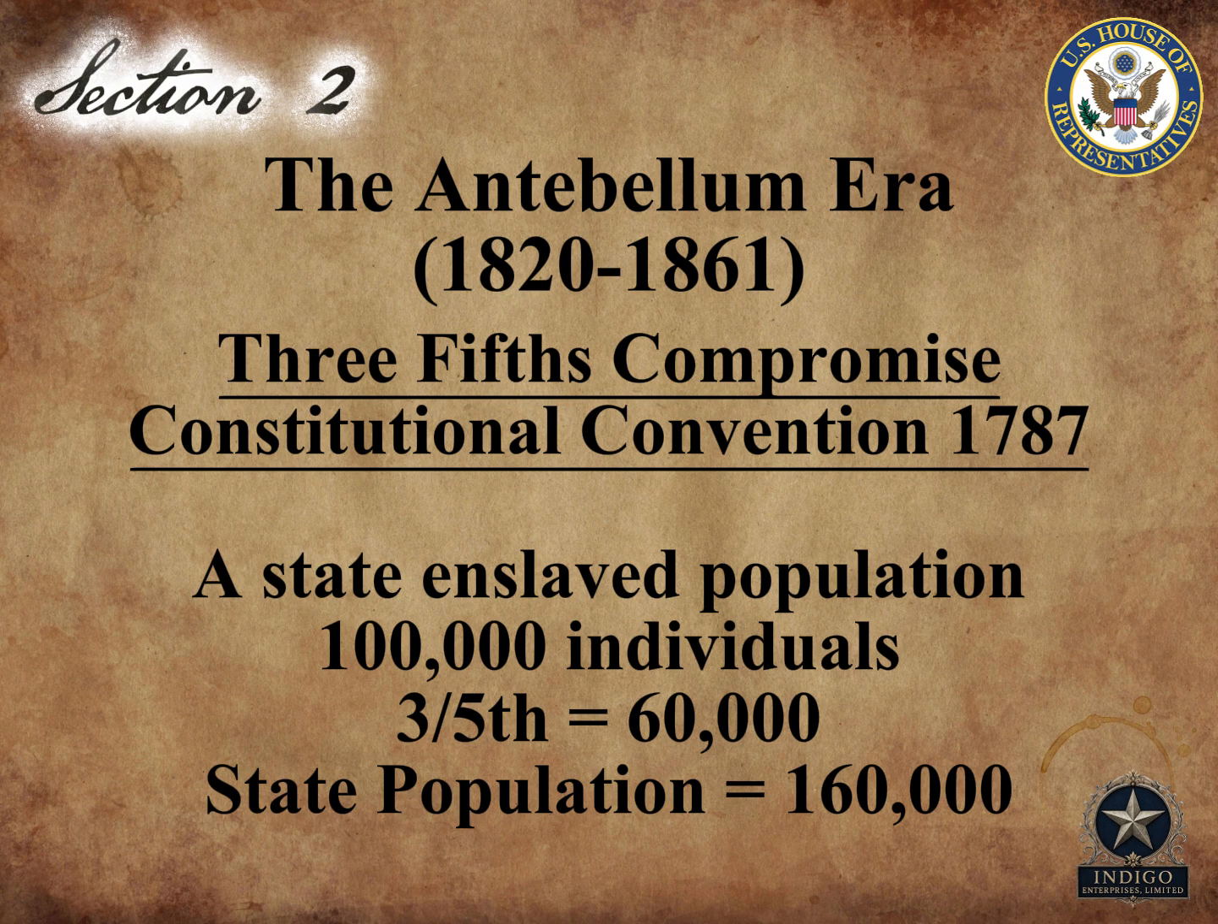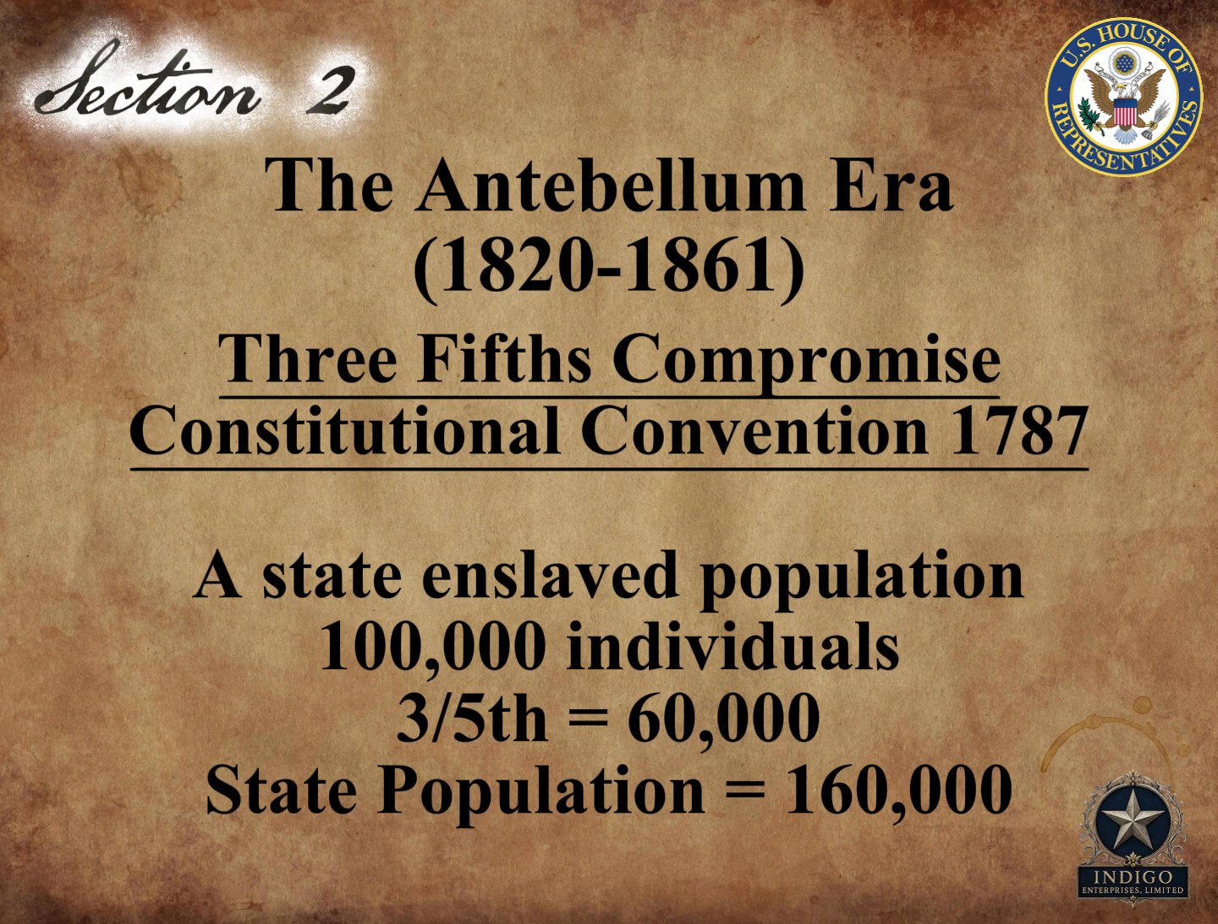For example, if a state held 100,000 enslaved people, 3/5 of that is 60,000. So the state's apportionment total increased by 60,000. Now, why does this matter? Well, counting 3/5 increased the representation of slaveholding states in the House. It also increased their electoral votes for the presidency, because a state's electors equal its House seats plus 2 senators.